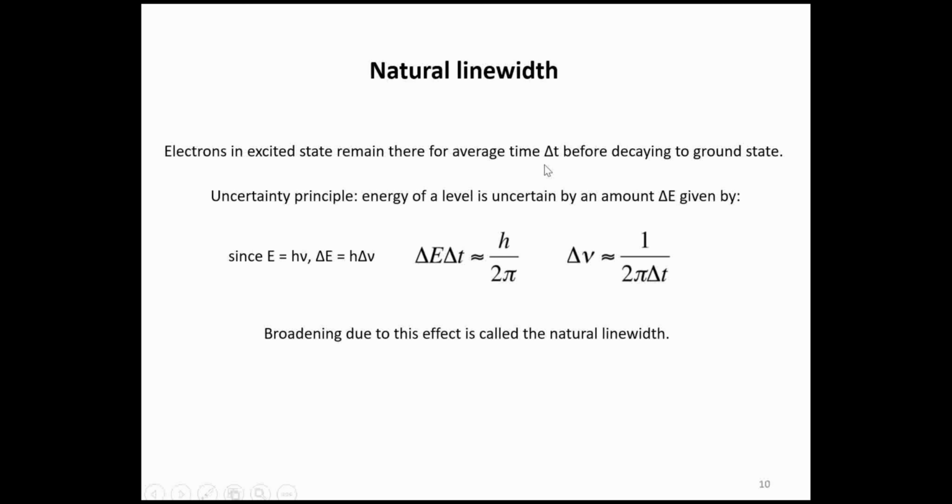This is by equilibrium, it will be there. Okay, so if we put this delta t time in the uncertainty principle, delta E delta t is given by h by 2 pi. So from here, delta E is given by h nu, so delta nu will be given by 1 by 2 pi delta t. So due to this average time delta t that they are staying in the excited state, there is a change in frequency, delta frequency. That delta frequency is providing the line width. So this broadening is called natural line width broadening.